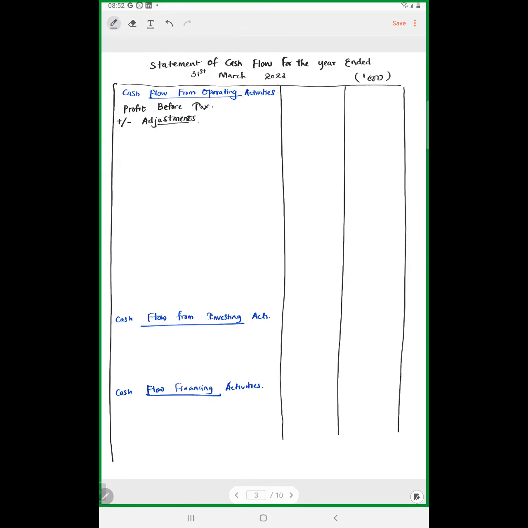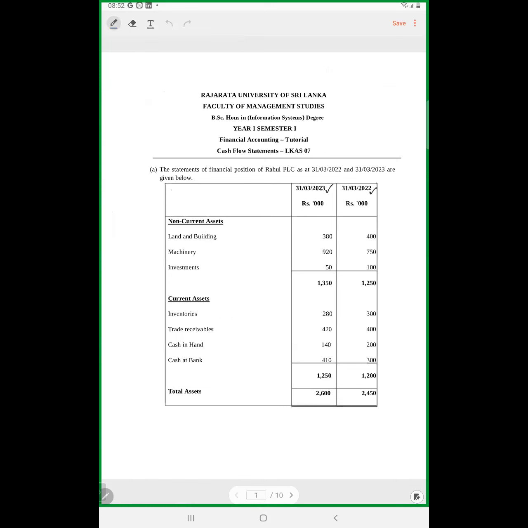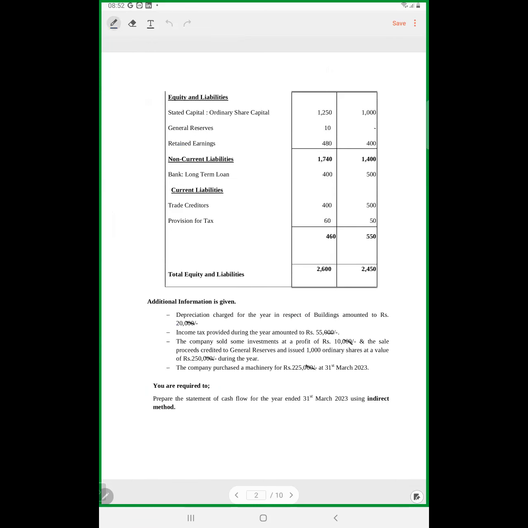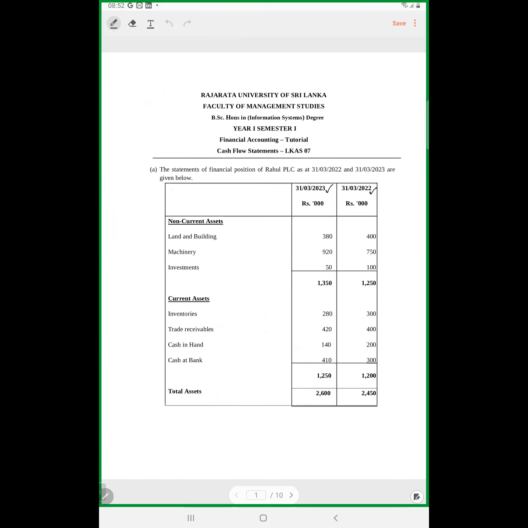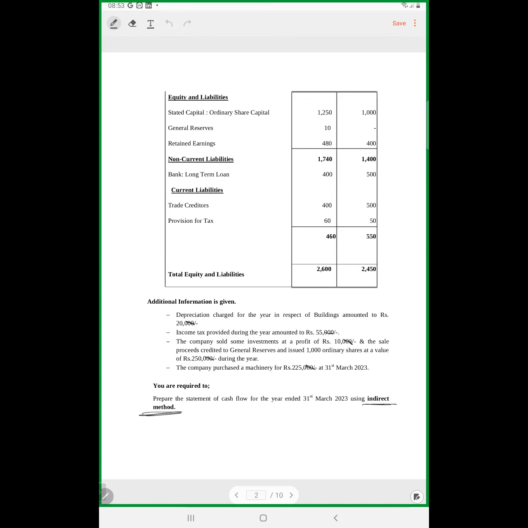So first thing what we need to do, right? We have to create the cash flow statement under the indirect method. Then the first requirement is profit before tax. So we have to find out the profit before tax. How do we find out that profit before tax? Anyone let me know quickly. Any idea? You are given the financial position data and some additional information also given. So how do we find the profit before tax?